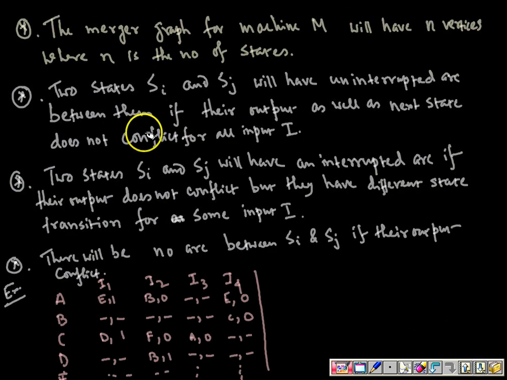Before that, here are the conditions for which you should have an arc and you should not have an arc, and where you should have an interrupted arc and where you should have an uninterrupted arc. All these conditions are listed here formally, that I have told you earlier. Now you can go through this, they are written properly formally.